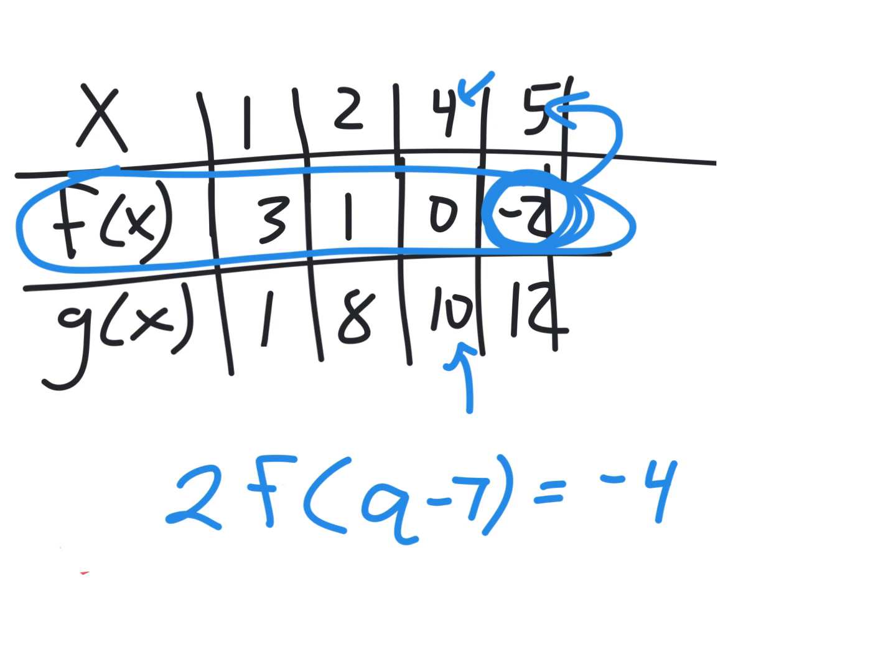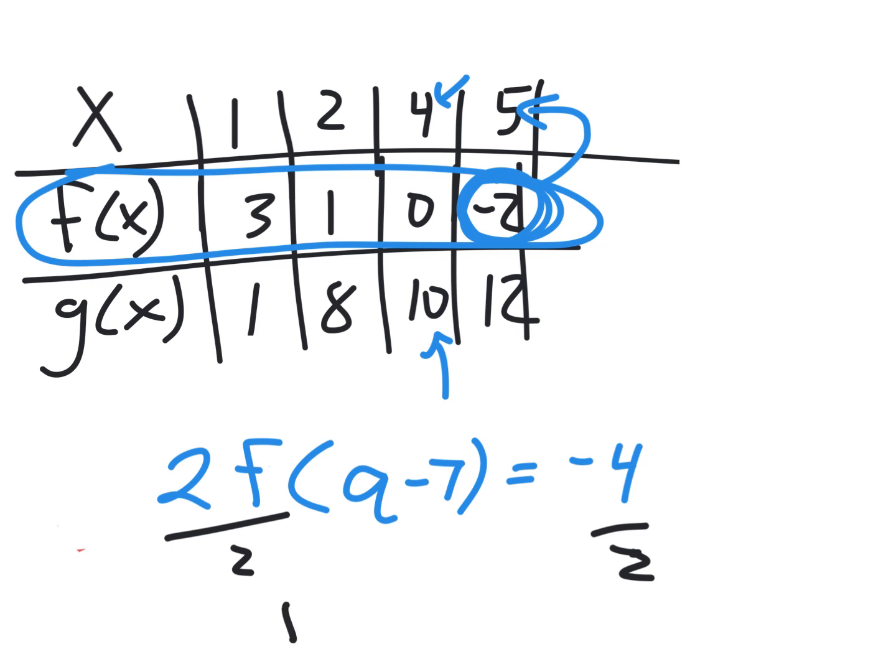At the very end, you'll be able to solve and say, oh, I can tell now that q must be like 8 or something. So, this one's tough. It won't be that tough after you do the first step, but there's still some weirdness. So at least, do you know the first step? Raise your hand if you know the first step. What do you think? Divide by 2 on both sides. That is correct. And now I have f of q minus 7 is equal to negative 2.